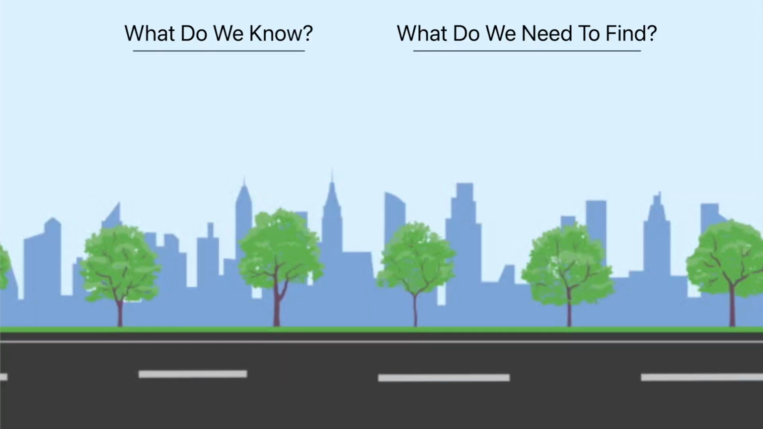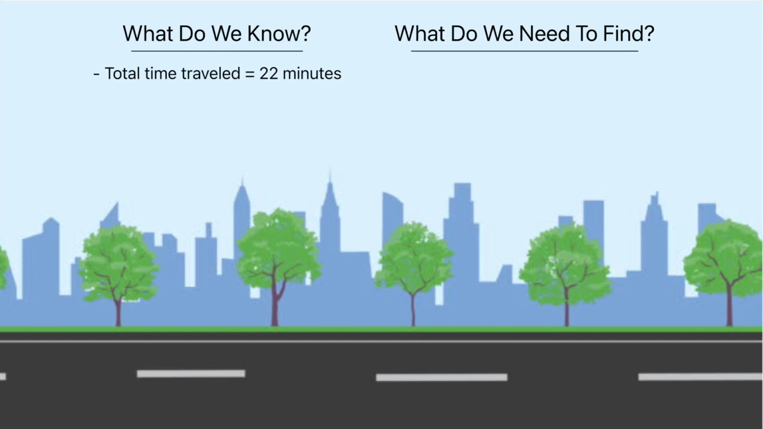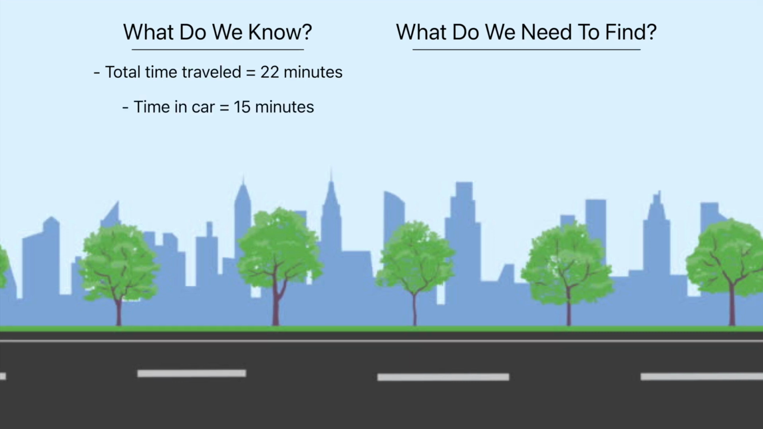The first step to writing out an equation is trying to figure out what we already know. We already know the total time it took me to arrive at the basketball arena was 22 minutes, so we can write that down. We also already know that 15 of those minutes I was driving in a car. We then need to ask ourselves, what do we need to find? In this situation, we need to find how long I was walking.